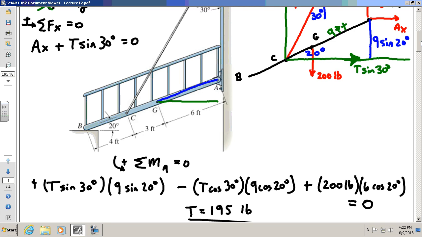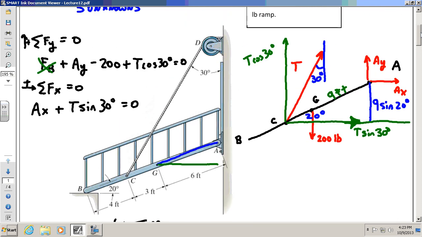Now, you didn't have to choose A. You could have done the moment about C. You could have done the moment about G. You could have done a moment about point D up at the top. There's some advantages to choosing a point that's straight above A at D. If you could have worked it all out, yeah, you could choose that point. Might have been helpful too. I don't know. So there's different ways of doing it. But I think A is the easiest, doing the sum of the moments about A.